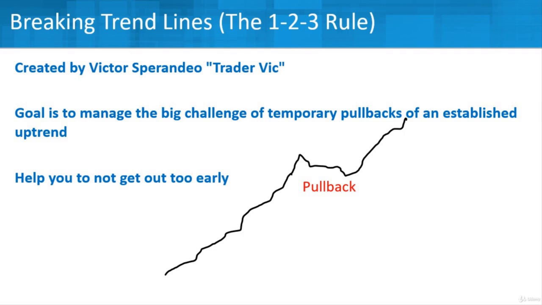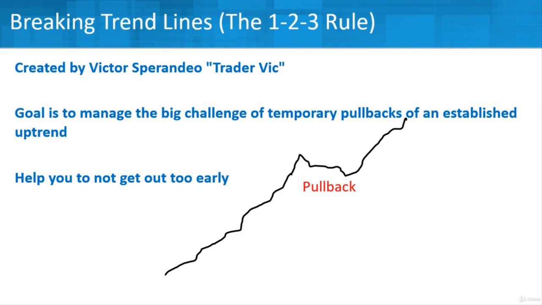It was created by Trader Vic, a famous trader and author as well. The goal is to manage the big challenge of these temporary pullbacks, in this case, of an established uptrend. So the 1-2-3 rule is related to definite established uptrends and trying to sell out of a temporary pullback.